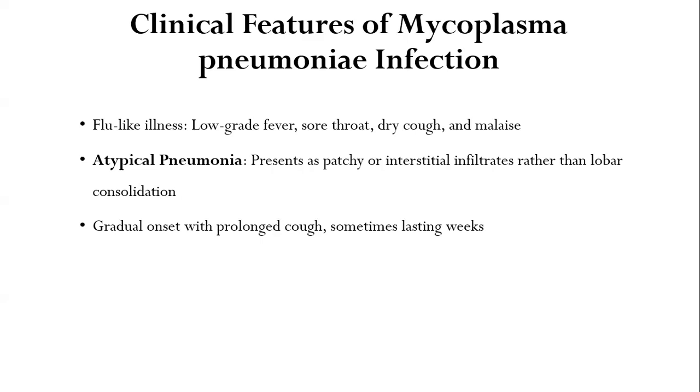The clinical features of Mycoplasma pneumoniae infection: it causes a flu-like illness with low-grade fever, sore throat, dry cough, and malaise. Again, it presents as atypical pneumonia rather than a lobar pneumonia. The pneumonia is more of a patchy or interstitial infiltrate rather than lobar consolidation. Mycoplasma pneumonia usually has a gradual onset with a prolonged cough, sometimes lasting weeks.